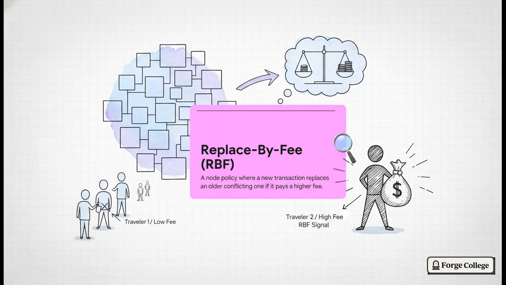But if they don't pay up, or if the node simply doesn't allow RBF policies at all, that second traveler is just tossed out as a blatant double spend attempt.